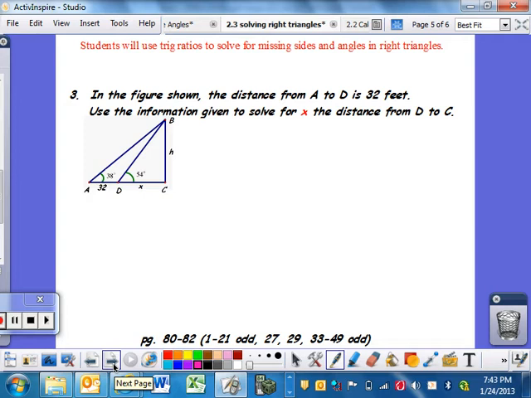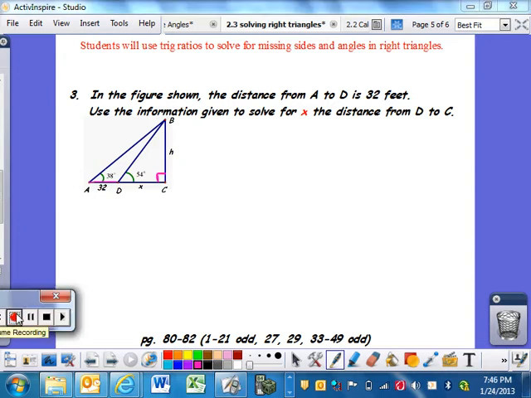There's going to be a little bit of writing in this. So here's where we're going to use this in class, and we're going to try to do a couple of these in class. So in the figure, I know that A to D is 32 feet. So I have this all drawn out here. So A to D is 32 feet. Alright? And then use the information to solve for X, which is the distance from D to C. So what gets difficult is you have multiple different triangles in here, and this gets brutal. So the only bonus is both of these have a right angle. Okay.